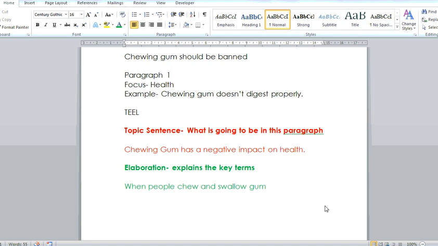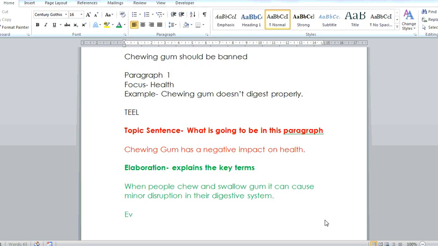When people chew and swallow gum, it can cause minor disruption in their digestive system. It's not going to stop you from being able to digest anything ever again. It's not going to make you drop dead straight away. Well, not necessarily, I guess. It's about minor disruption to what would normally be a pretty healthy system. And that's all I'm really saying. So you've got to make sure that you actually explain that.